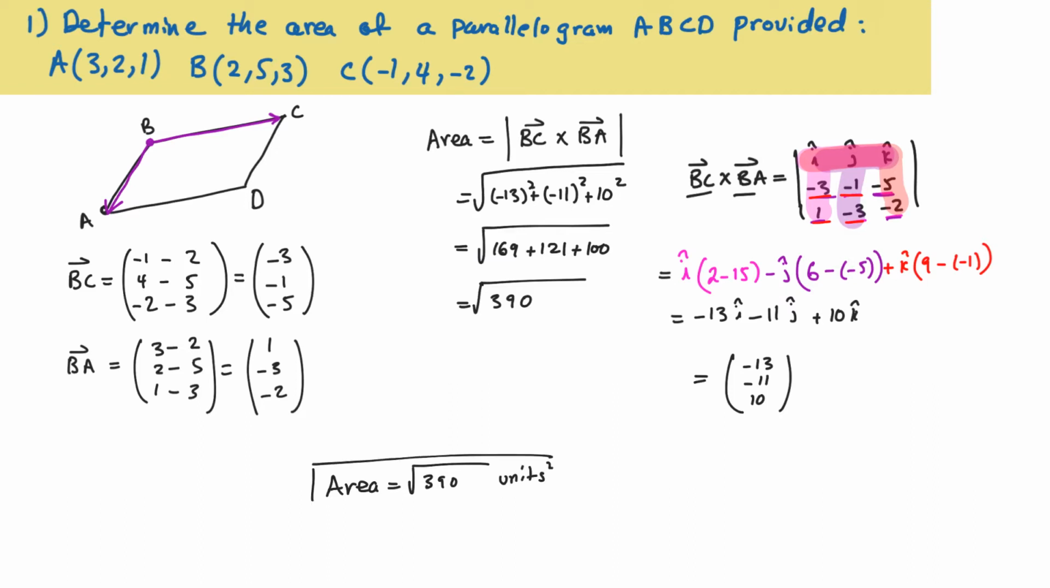Or you can estimate this if it's a calculator paper, which gives 19.7 units squared. And this is to 3 significant figures.